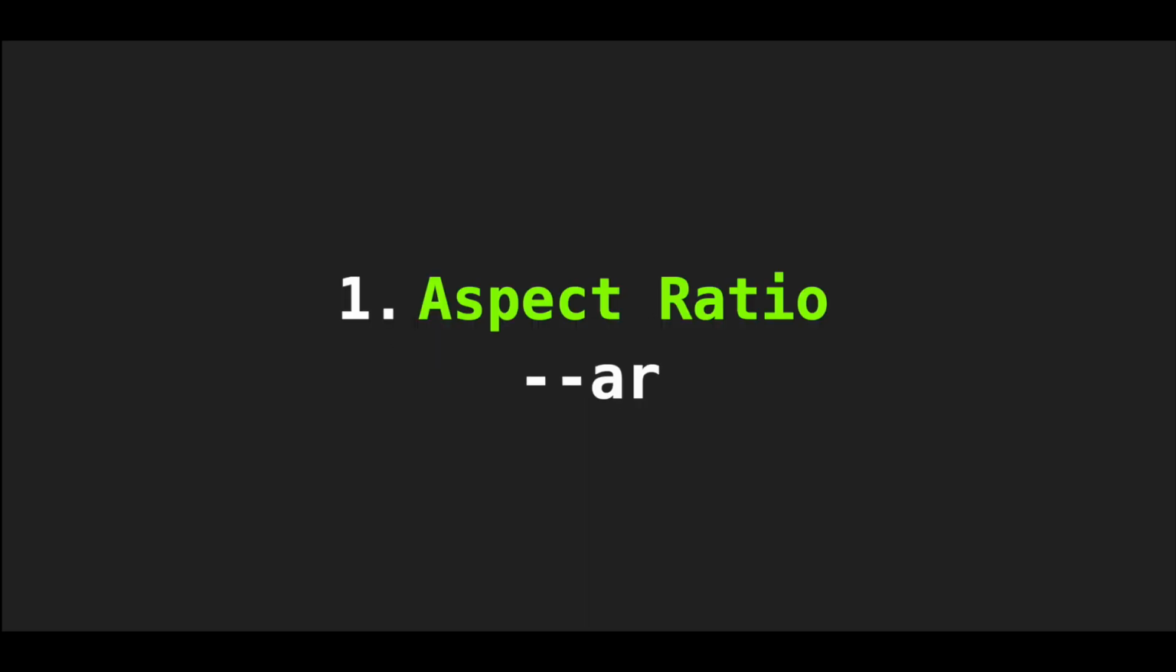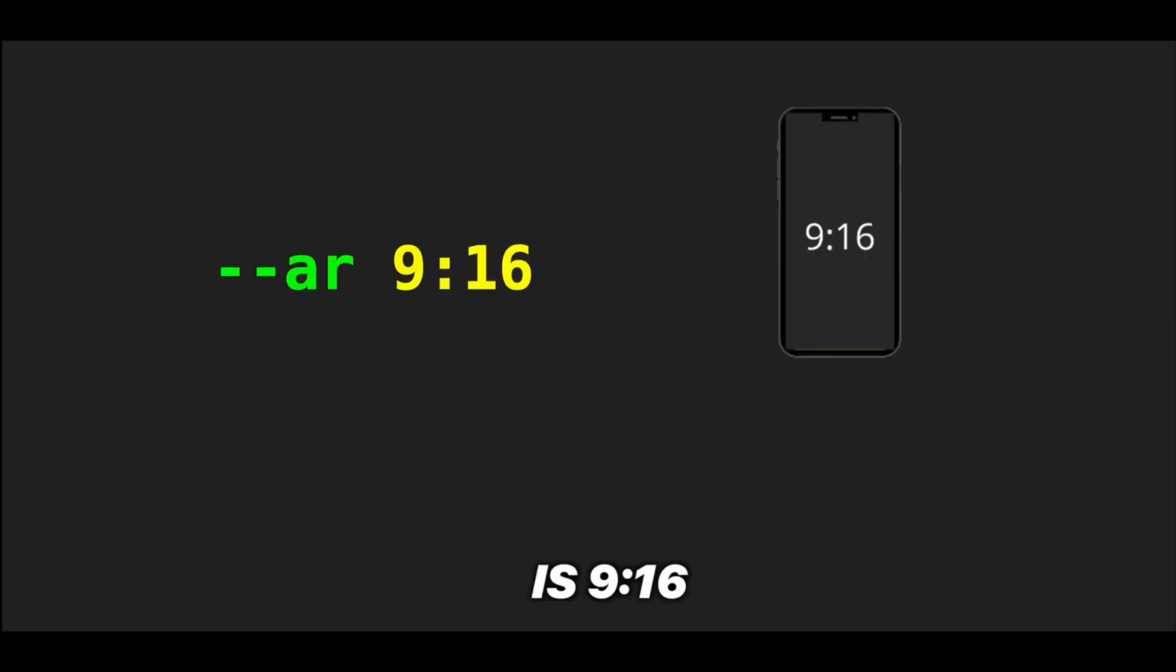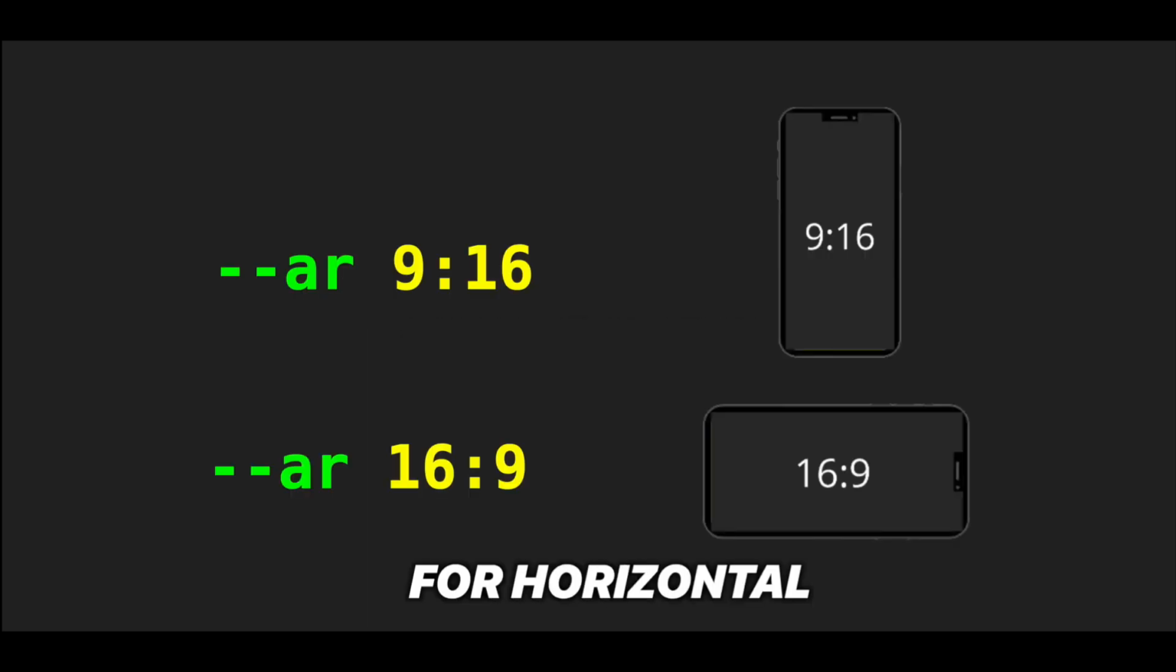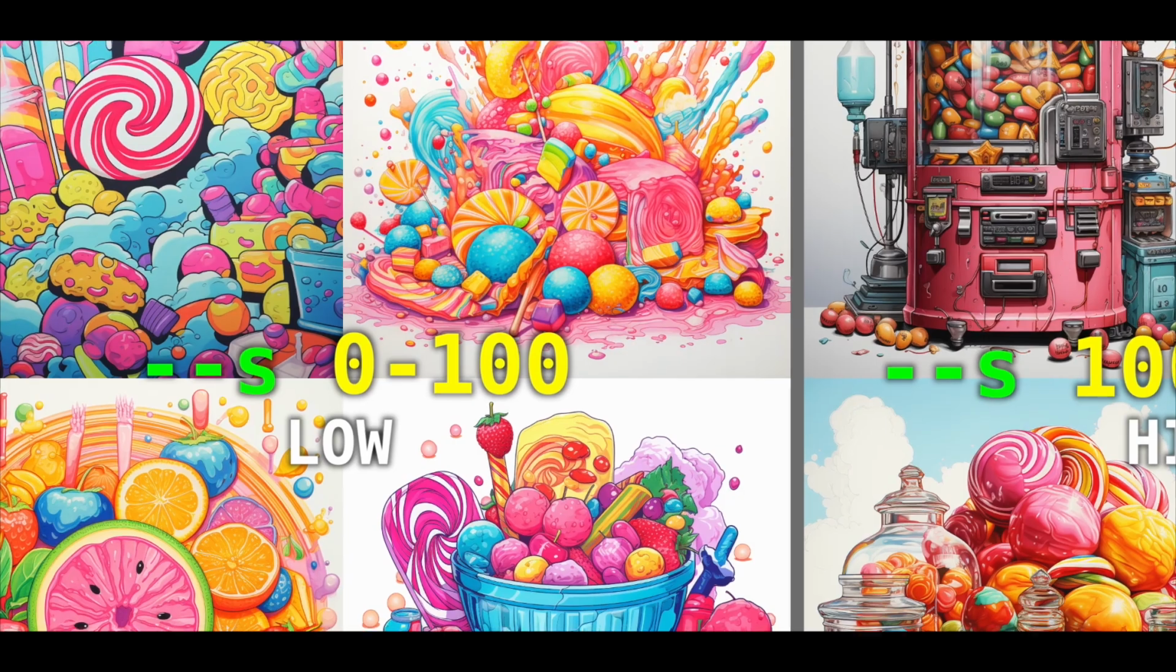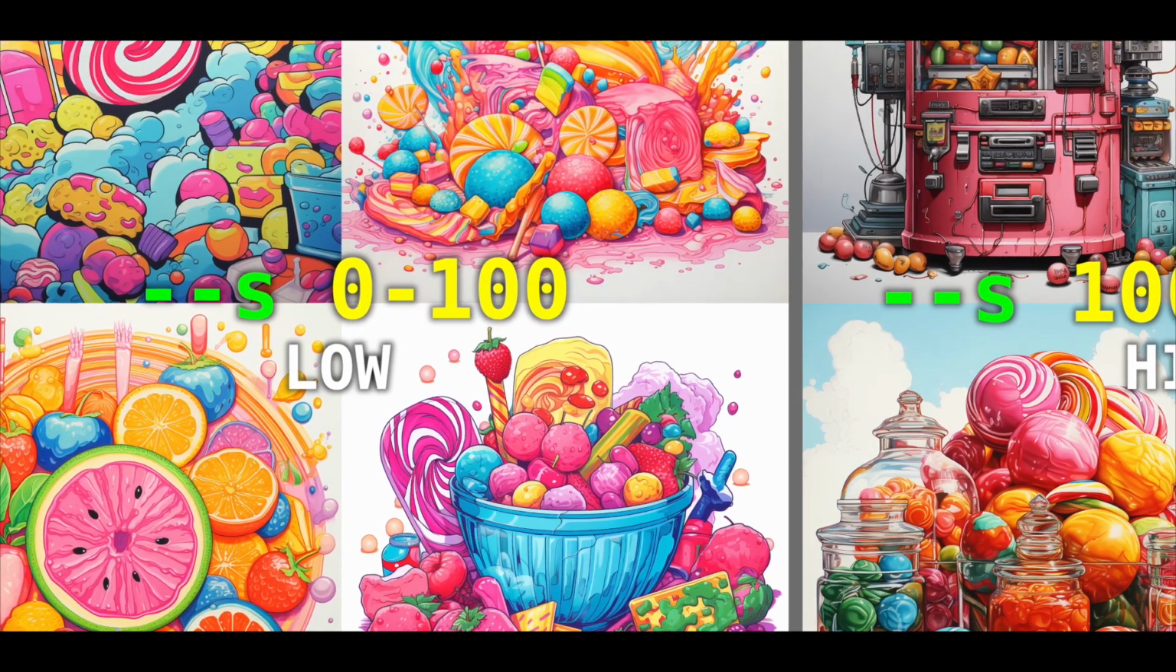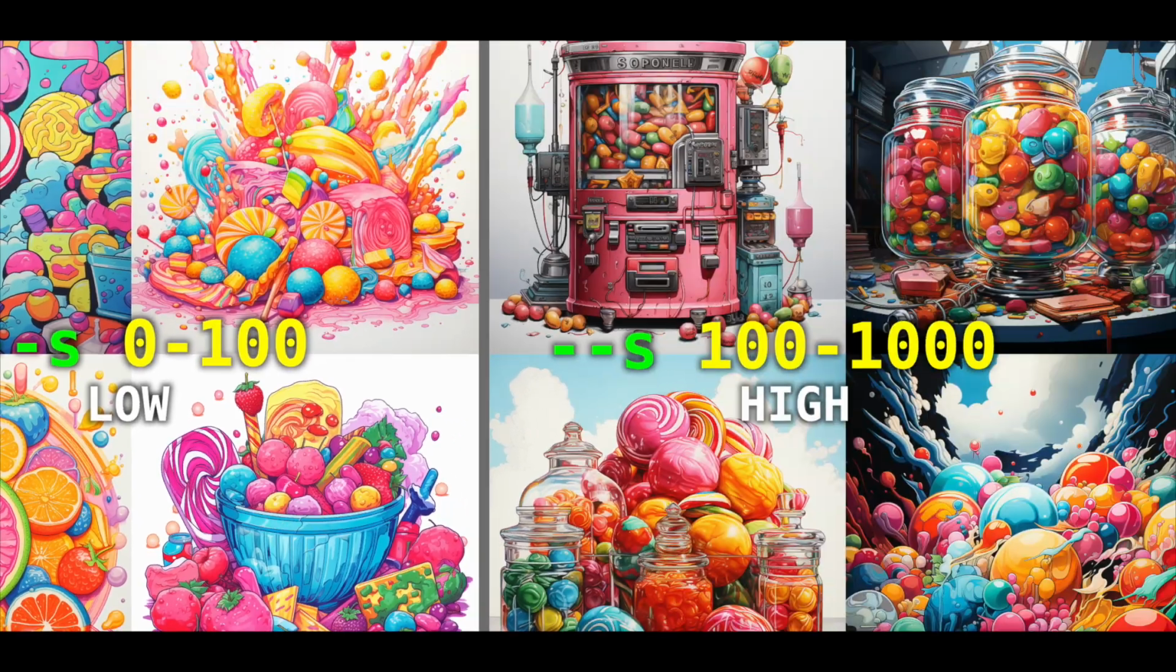Two hyphens and AR are used when you want a specific aspect ratio. The most common are 9:16 for vertical and 16:9 for horizontal. Two hyphens and S influences how strongly the prompt is applied. Low stylization values produce images that closely match the prompt but are less artistic, and the opposite.